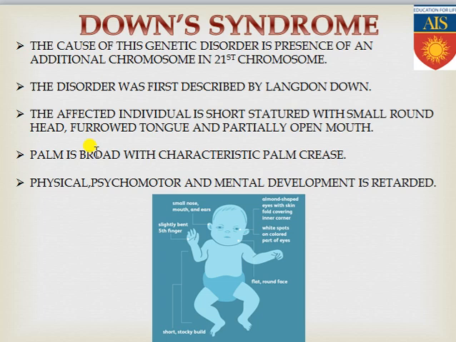The affected individual is short statured with a small and round head. The tongue is furrowed, and the mouth is partially open. Keep it in your mind, their palm is broad with a characteristic palm crease. Palm crease means many wrinkles are present on the surface of the palm. Physical, psychomotor and mental development is retarded. So these developments are getting retarded. Automatically they will be suffering from Down syndrome. And actually the reason for Down syndrome is trisomy 21, that means addition of an extra chromosome in the 21st chromosome.